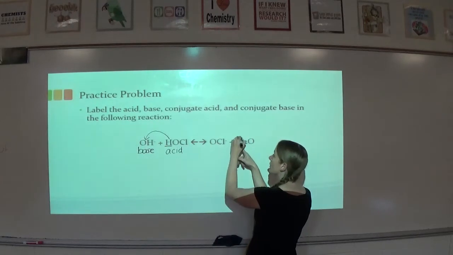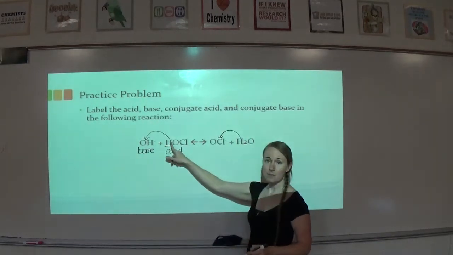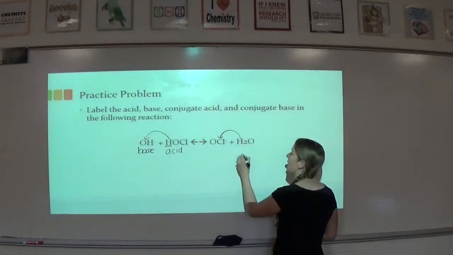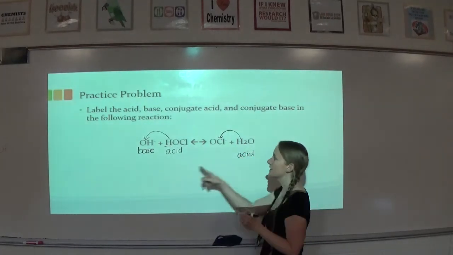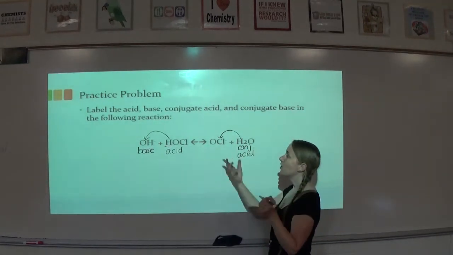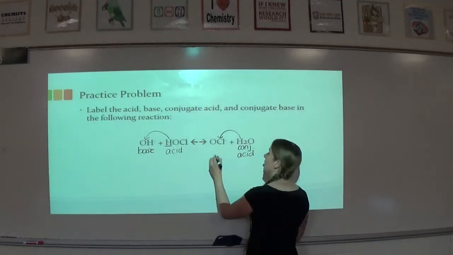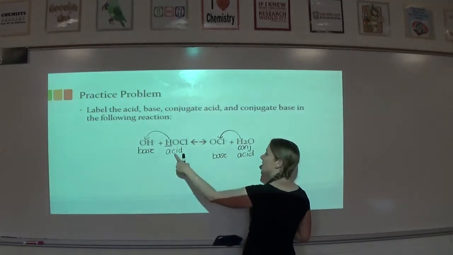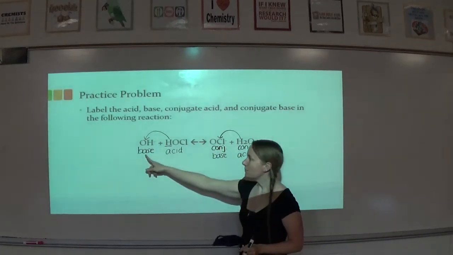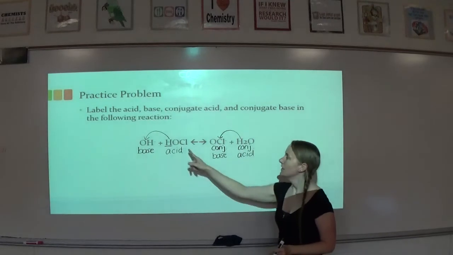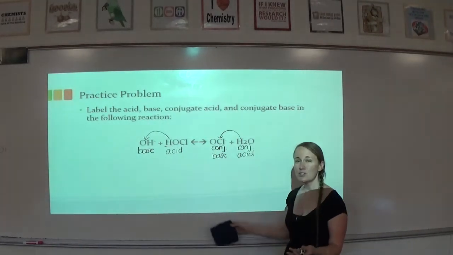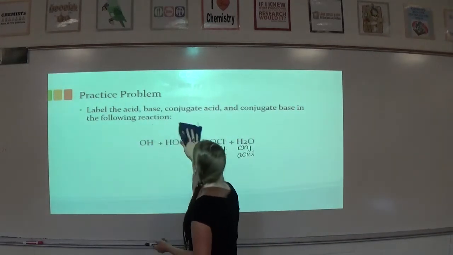Now water would need to give the H back to make the HOCl. So now water is the donor, so water is the acid, but because it was formed from a base, it's the conjugate acid. And now OCl minus is the acceptor, making it the base, but because it was formed from an acid, it is the conjugate base. So again, the base became the conjugate acid and the acid became the conjugate base, just like that. It can get a little tricky, so you just got to practice these a little bit.